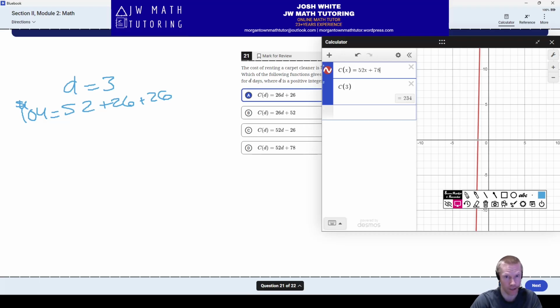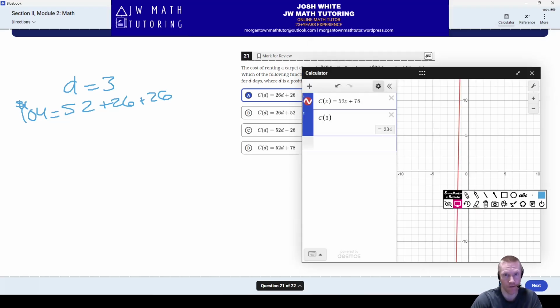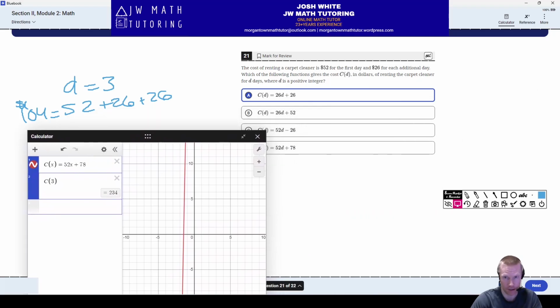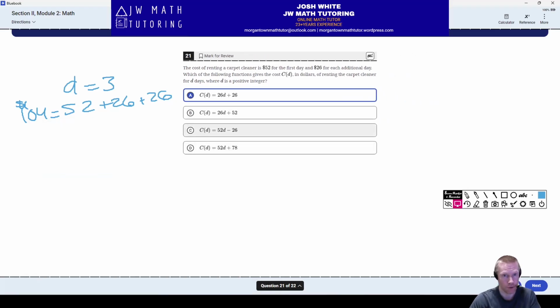This is basically back solving. You pick a number, you plug that number into the answer choices, you see which one matches the value that you expect to get based on the information given in the problem, which in this case is a cost of $104, and then you see which answer choice gives you that same value, and that has to be your answer.